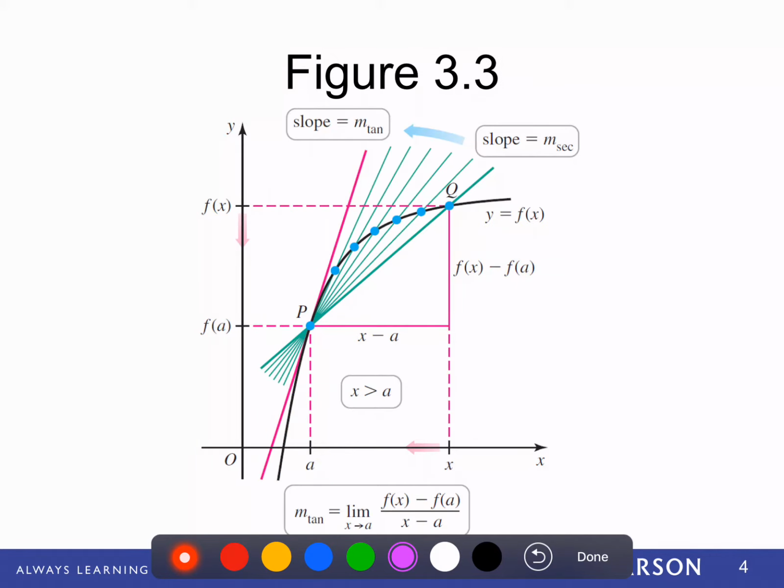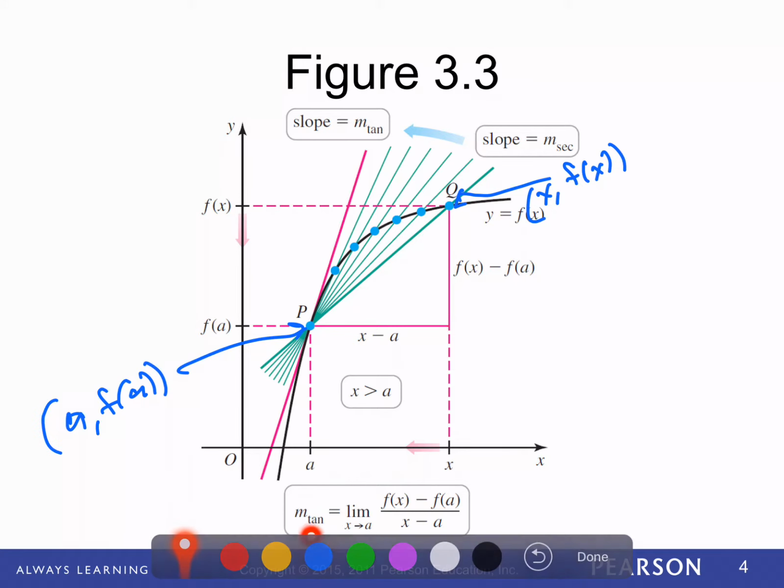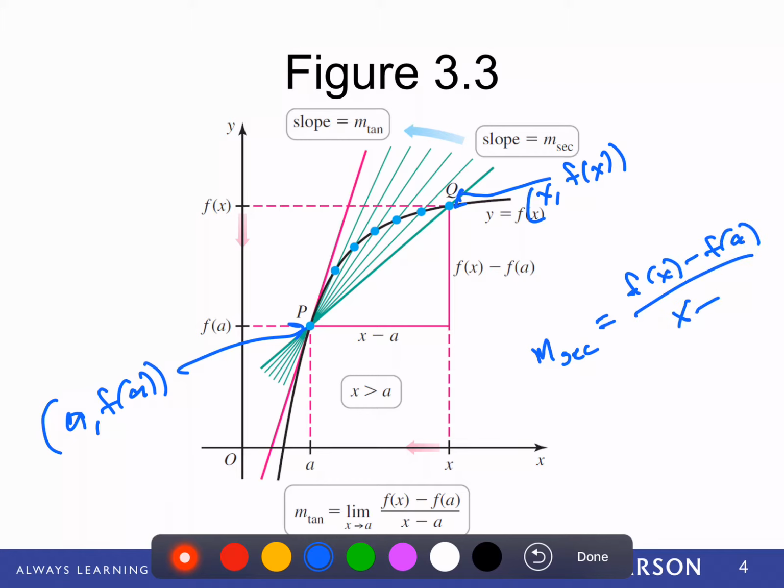If we were to talk about 2 different points on the curve, we could find the slope pretty easily, which is the idea of a secant line, not a tangent line. For example, here is a secant line going through the points P and Q. The point here is x comma f of x, and the point here is a comma f of a. So the slope of the secant line would be f of x minus f of a over x minus a.